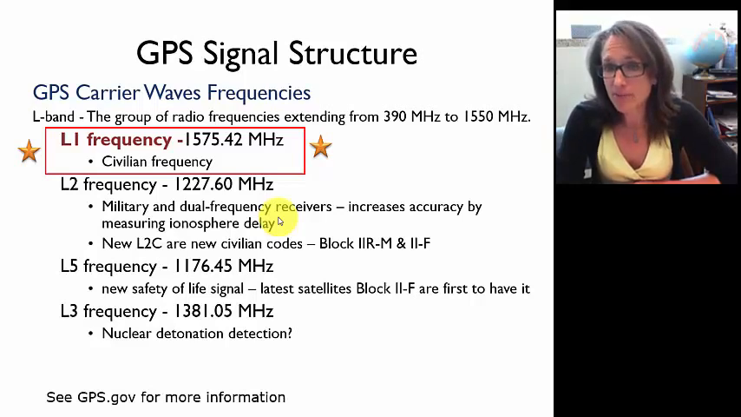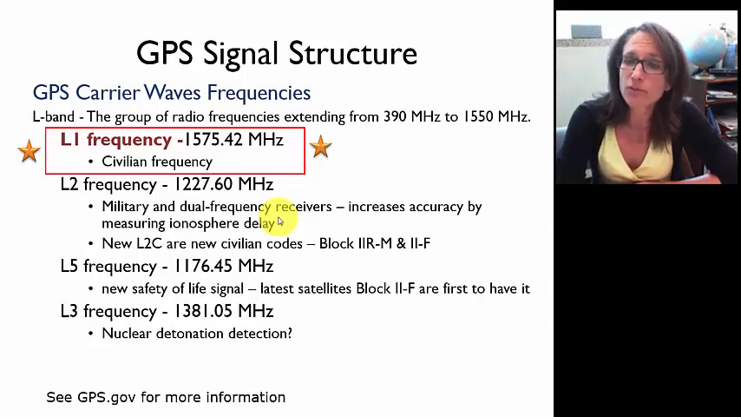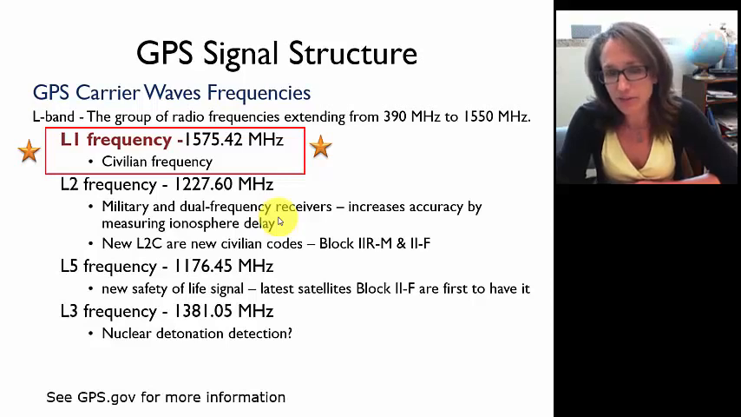And what happens is the ionosphere, which is the upper part of the Earth's atmosphere, affects different frequency waves differently. And so the variation in that effect can allow you to remove some of the error resulting from the transmission of the waves through the ionosphere. So a dual frequency receiver is a higher accuracy receiver because it can remove some of the atmospheric error.